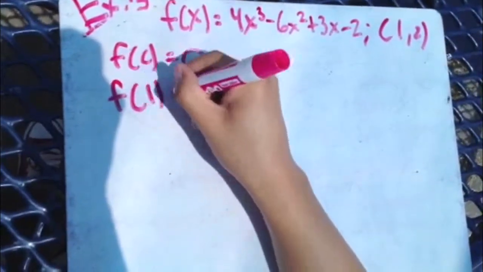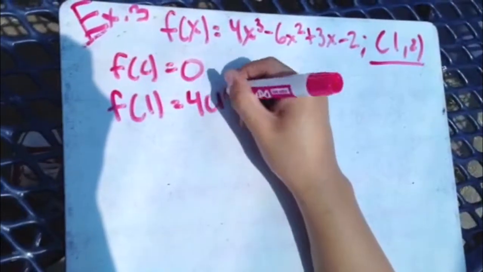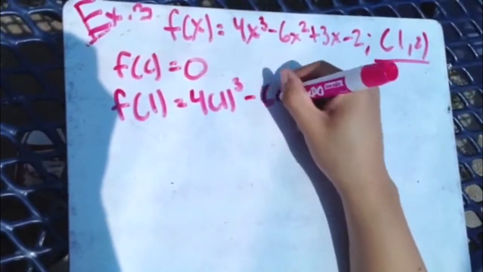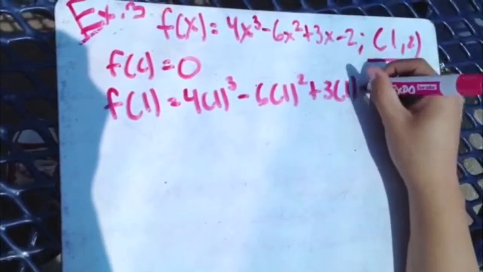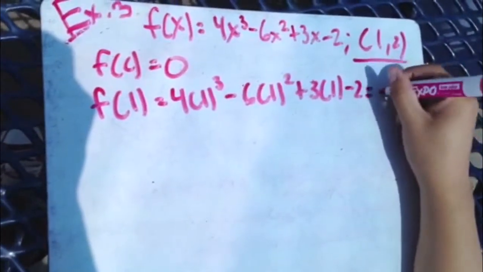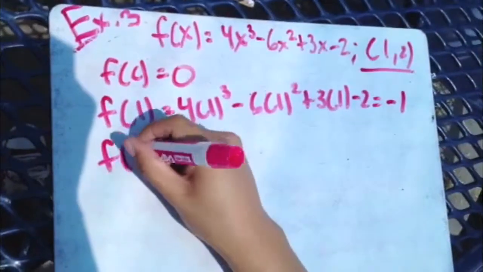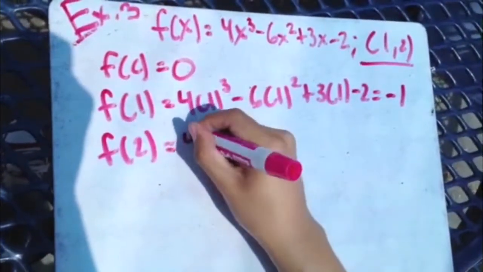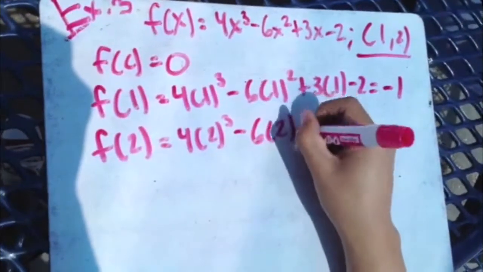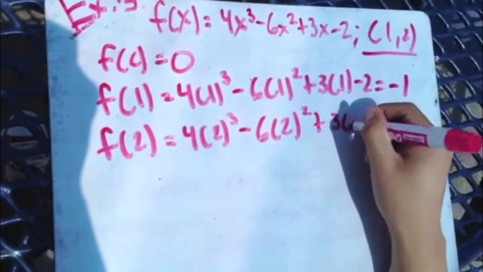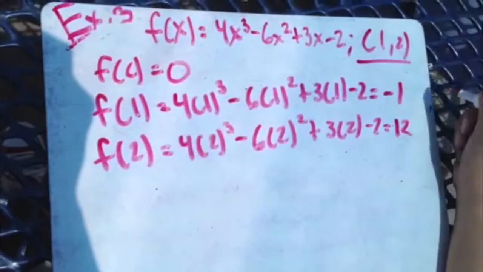In order to find this out, we are going to test 2 points. The first one being f(1). As we see here, f(1) equals -1. Now we're going to test out f(2). And here we see that f(2) equals 12.